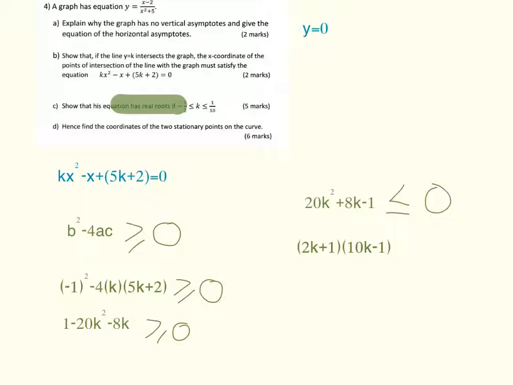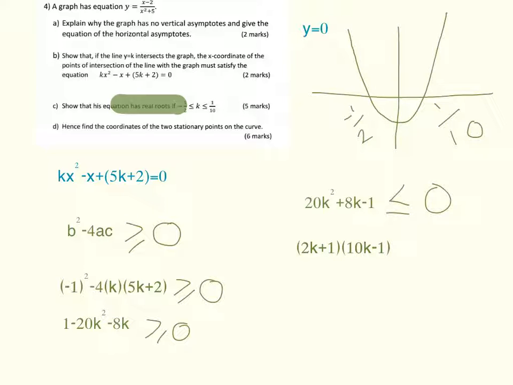Alright, so we're actually solving an inequality though, so we need to sketch and find the regions for which this is less than or equal to 0. So I've done a very quick sketch of the quadratic there, and that's all it needs to be. I've labelled my crossing points. So we just need to realise that we're looking for when it's less than or equal to 0.